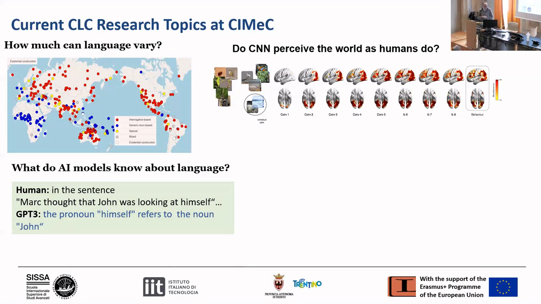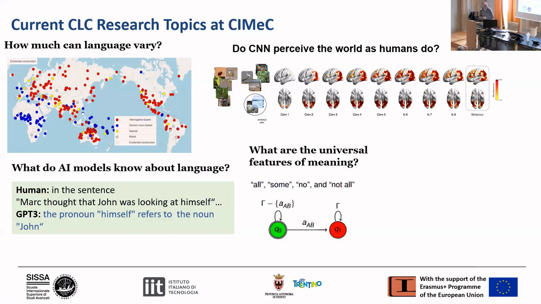For instance, if I say, Mark thought that John was looking at himself, what does himself refer to? Can the model tell you? There is at the moment a lot of research trying to find out what these models know about language, for the simple reason that, unlike with other aspects of cognition, where we have animal models, there's no animal model of language. There is no other species here. So this is, in a sense, the first opportunity to study something which is not human, but uses language.